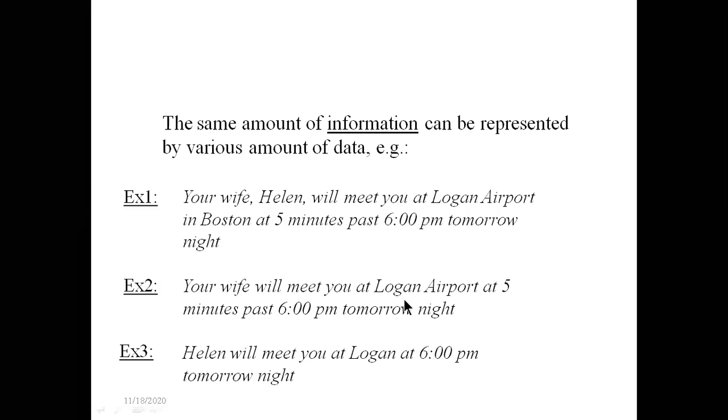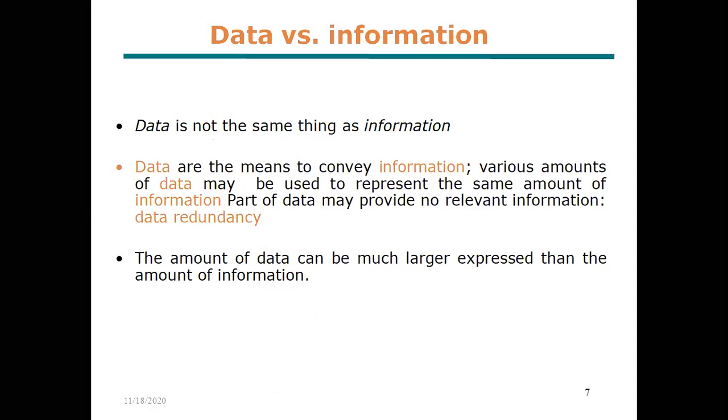That means I want to convey this information only: Ellen will meet you at Logan at 6 p.m. tomorrow night. That's all I want to convey. But this information you can convey in example 1 or in example 2 also. So in example 1 and example 2, we need more data to convey the information. But in comparison with 1 and 2, the third example requires less data to represent the same information. So that's what we have represented here: various amounts of data may be used to represent the same amount of information.